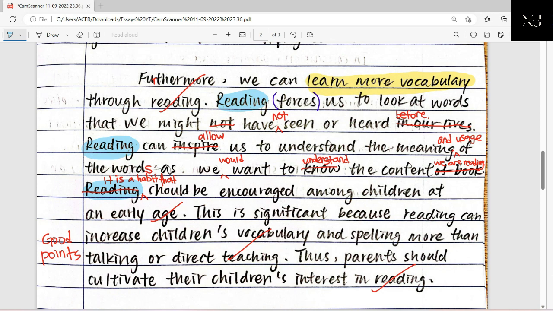Instead of always saying reading, we can say it is a habit, because it is actually a habit that should be encouraged among children, ever since they are young. Do not say ever since they are small. Small is size. This is ever since they are young. We are talking about the age.